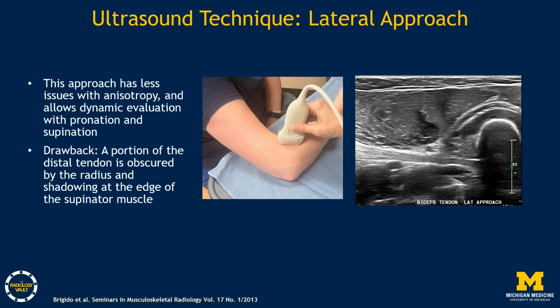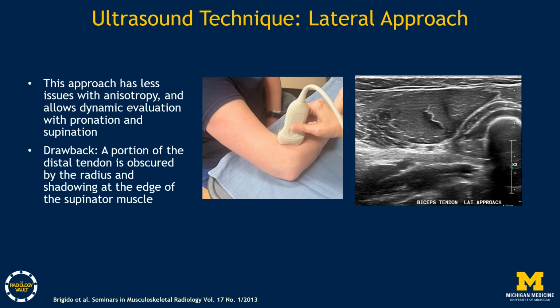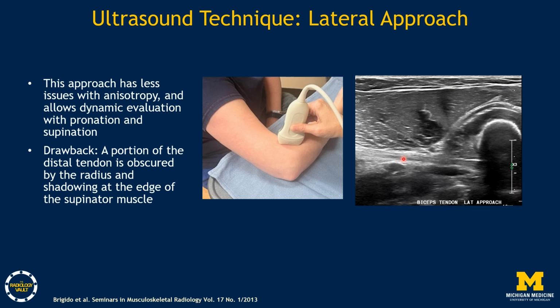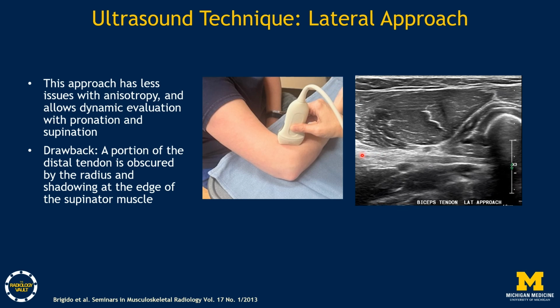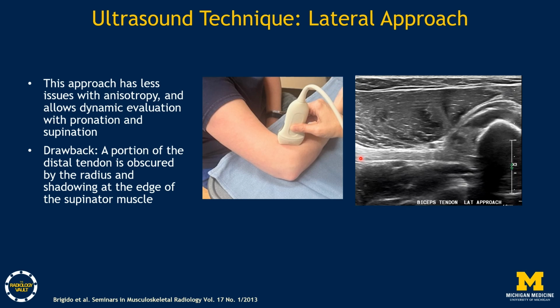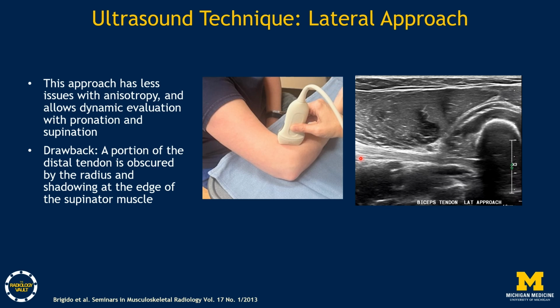A great advantage with the lateral approach is the ability to perform dynamic imaging. So again, we ask the patient to do pronation and supination, and we assess for tendon motion. This is very important information to provide when we are looking for biceps tendon tears.